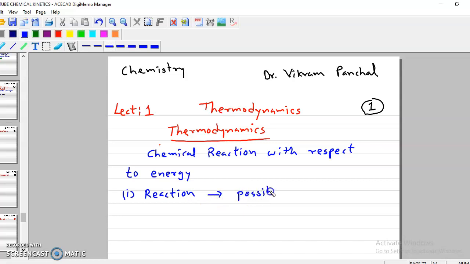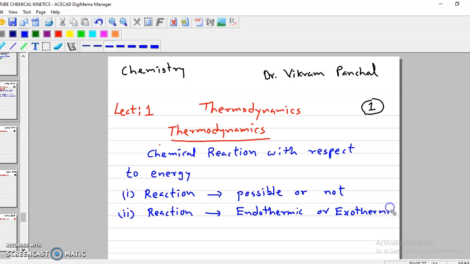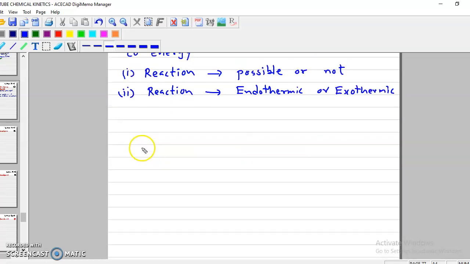If any chemical reaction is going to happen, whether it is possible or not, this information is available from thermodynamics. And second, very important information available from this is whether the reaction is endothermic or exothermic. That means during the reaction, should we give energy or is energy released? This way, these two main important pieces of information are available from thermodynamics. That is why thermodynamics is very, very important.